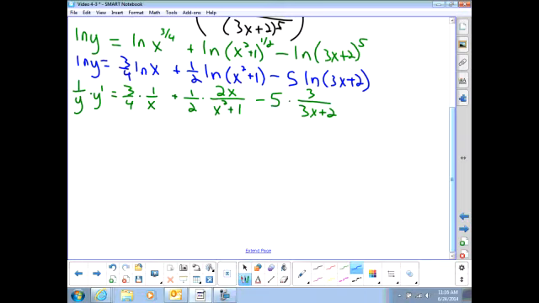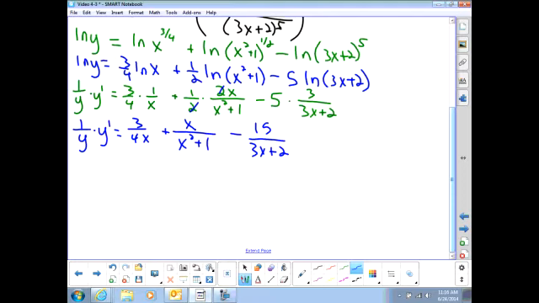And now we'll neaten up a little bit. 1 over y times y prime will equal 3 over 4x plus, notice a 2 will cancel out of each of these, so we'll have x over x squared plus 1 minus, the 5 will multiply at the numerator, so we'll have minus 15 over 3x plus 2. And we have 2 more steps to go.